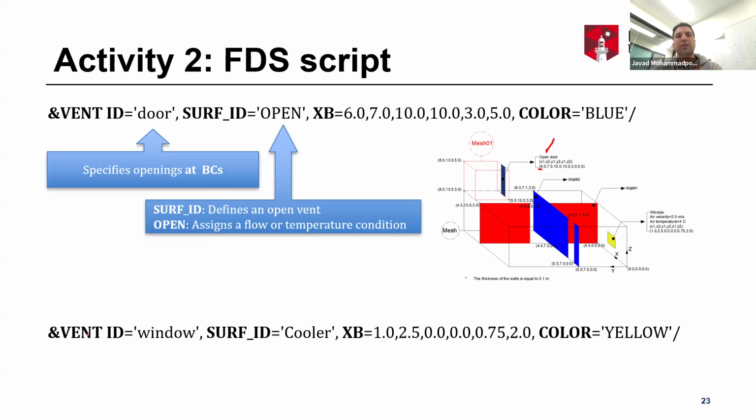What is the surface ID? The surface ID is a standard one for the door. So we use open, but here it's not open to the atmospheric condition. For our window, we have a cooler. We have airflow with a temperature of 4 and a velocity of 2.5. So it's not a normal condition. So we are applying specific conditions. We already defined that as a cooler, and now we are just calling that condition that we defined. And here again, we need to define the coordination and the color.